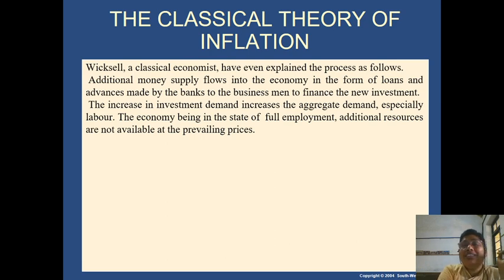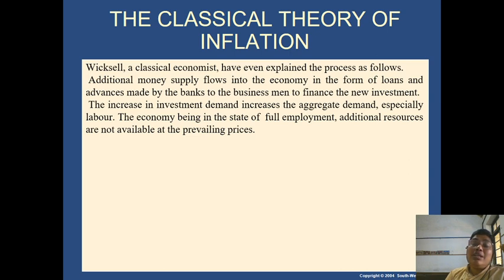Now, whenever there is an increase in investment demand, you know that investment demand is one of the components of aggregate demand. What are the components of aggregate demand? Aggregate demand is equal to C plus I plus G plus Xn. You have already learned that. So remember that. The investment demand increases the aggregate demand, and especially if the aggregate demand increases, the demand for labor also increases, because they need workers to employ, right? For their new investment project they need workers. So demand for labor increases.